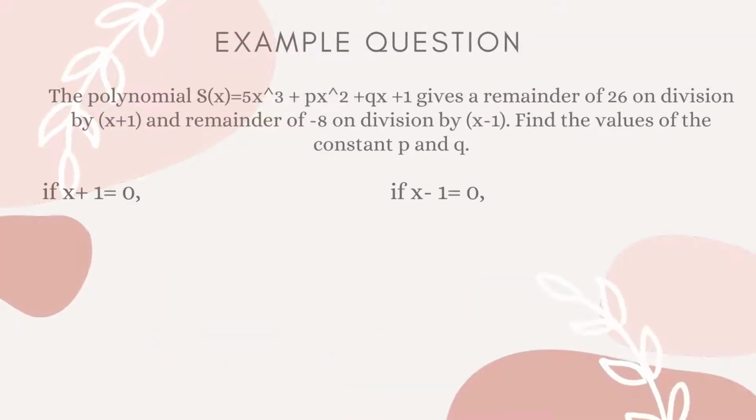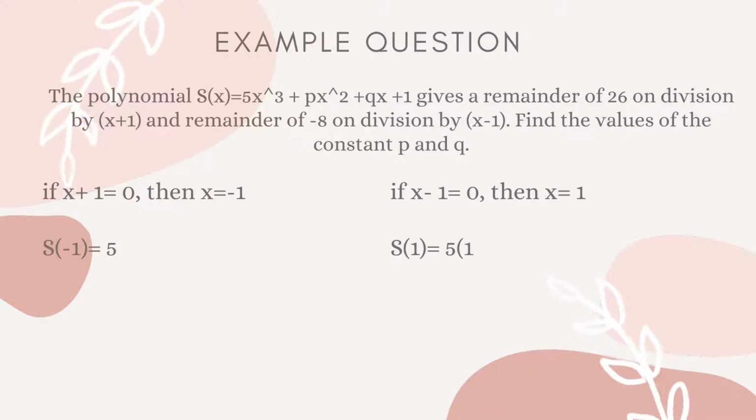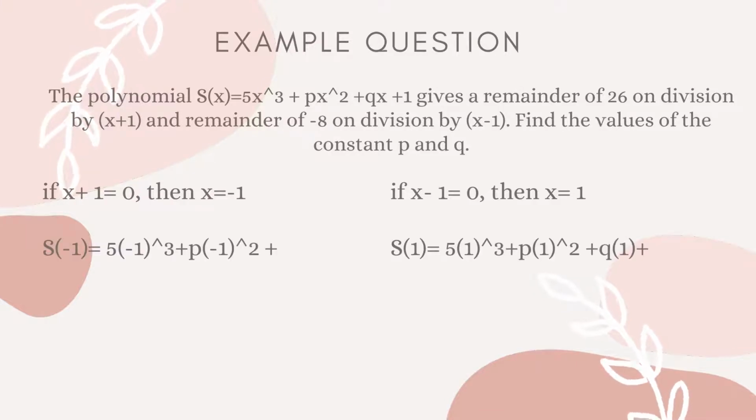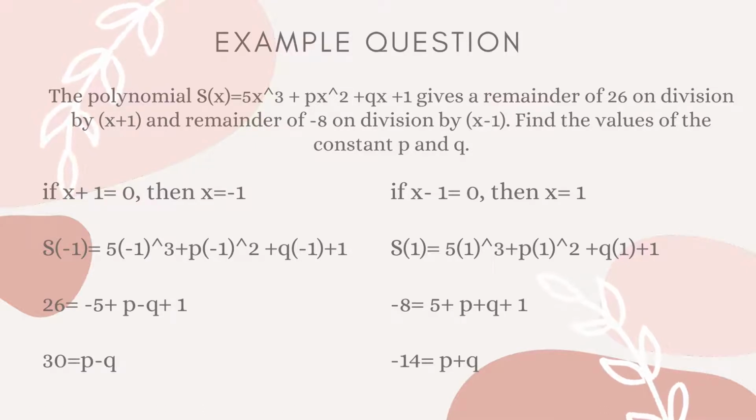So this is our example question. From the question above, we know that when the polynomial P(x) is divided by x plus 1, the remainder will be 26. And the other remainder will be negative 8 when the polynomial is divided by x minus 1. In order to get the values of p and q, we need to substitute the values of x into the polynomial. So let's see what we need to do to get p and q.